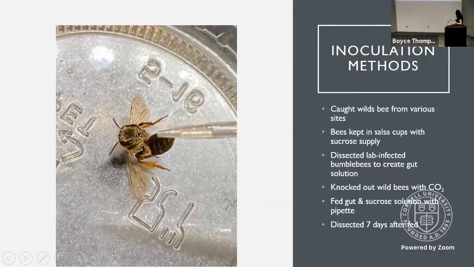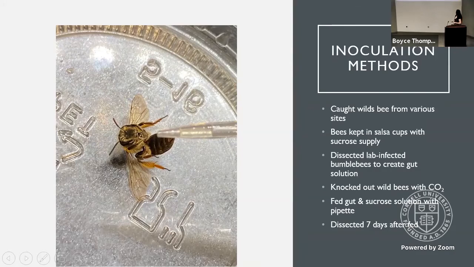So then on to our inoculation methods. It was very similar to the screening method. However, instead of just dissecting the bee the moment we got it, we would take some lab-infected bumblebees that we already had Crithidia bombi in, create a gut sucrose solution for them to eat, and knock out a wild bee. So we have a little bee here with a micropipette. Inside of it is our gut sucrose solution. Normally their tongue is sticking out, so when they're waking up, they're tempted to eat this. It's nice and sweet, and they think it's something delicious.